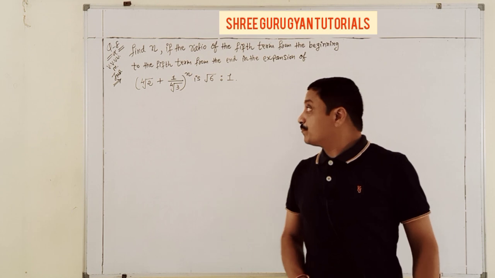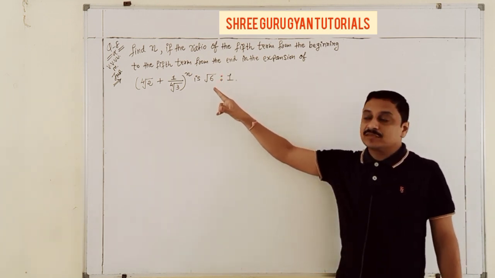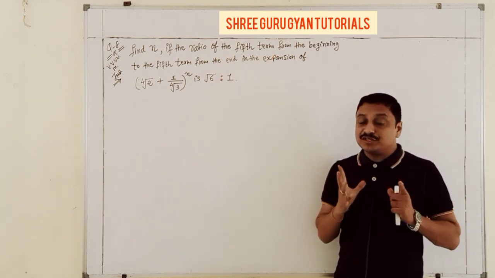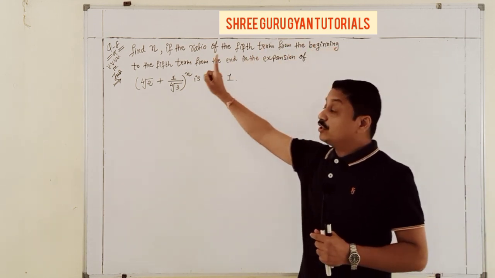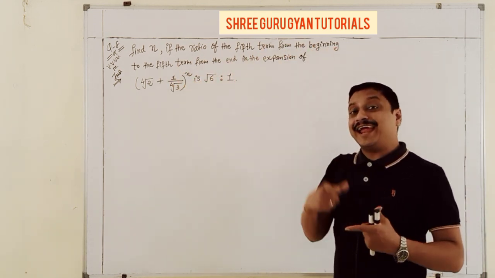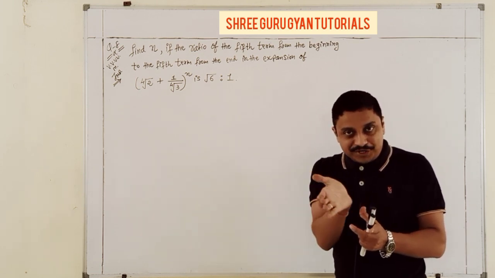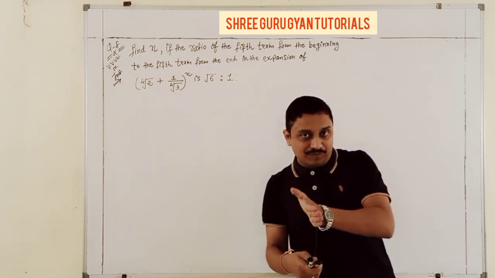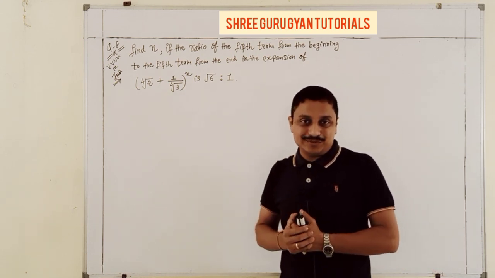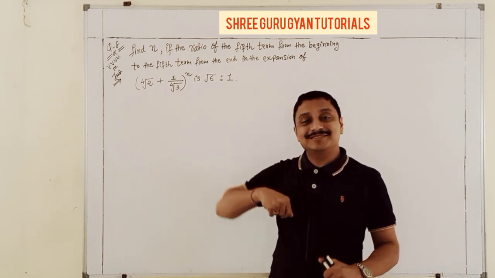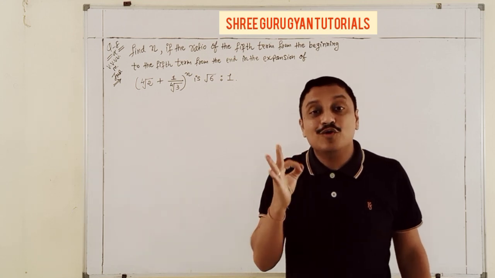The question is, find n if the ratio of the fifth term from the beginning to the fifth term from the end, starting from the first term and ending from the last term, is √6 to 1 in this expansion. Find out the value of n.